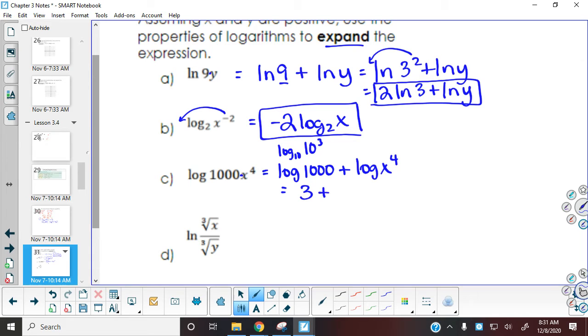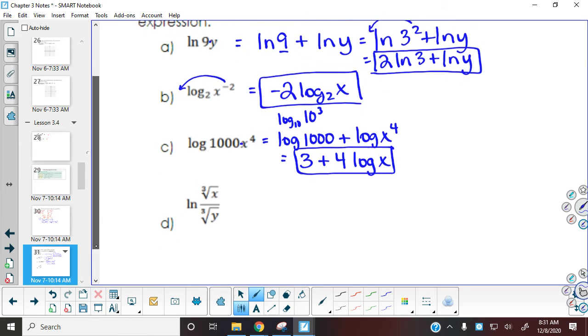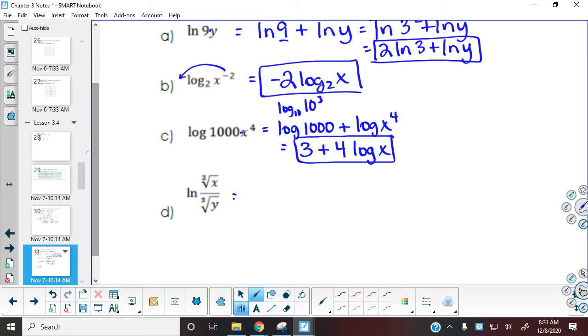Then we can take that exponent of 4 and move it out in front, and so we have 3 plus 4 times log x. And that's it. All right, next one, if we look at part D, notice we have division going on here. So you can have the natural log of the cube root of x minus the natural log of the cube root of y. Now, if you want to, you can take this middle step.